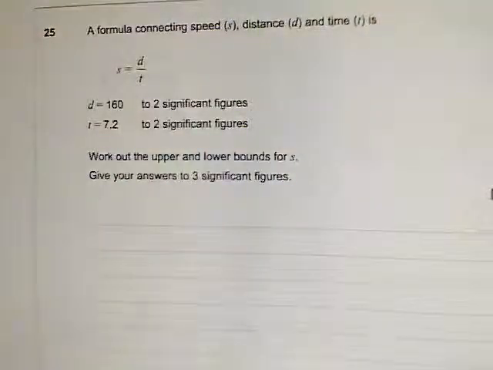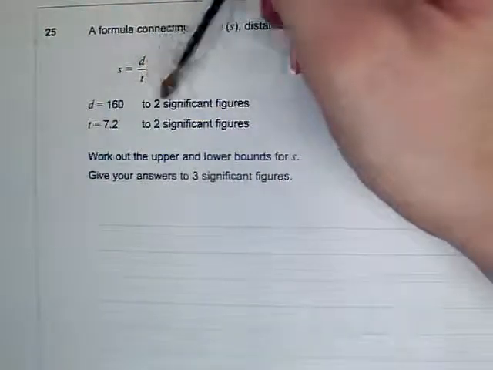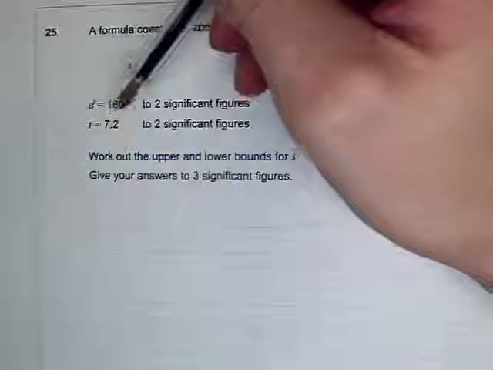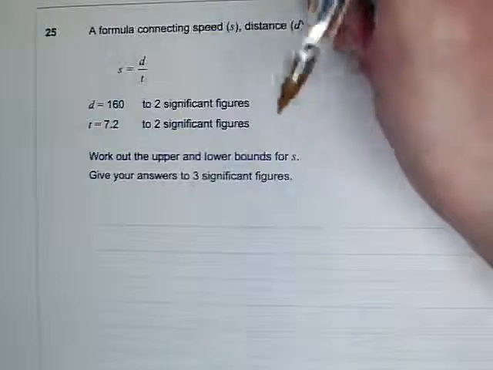Okay, question 25. A formula connecting speed, distance and time is s equals d divided by t. We're told that the distance is 160, so two significant figures. Time is 7.2, and we're asked to work out the upper and lower bounds for s. So, firstly, because we're talking about upper and lower bounds, we need to work out the upper and lower bounds of the two variables that we've got.